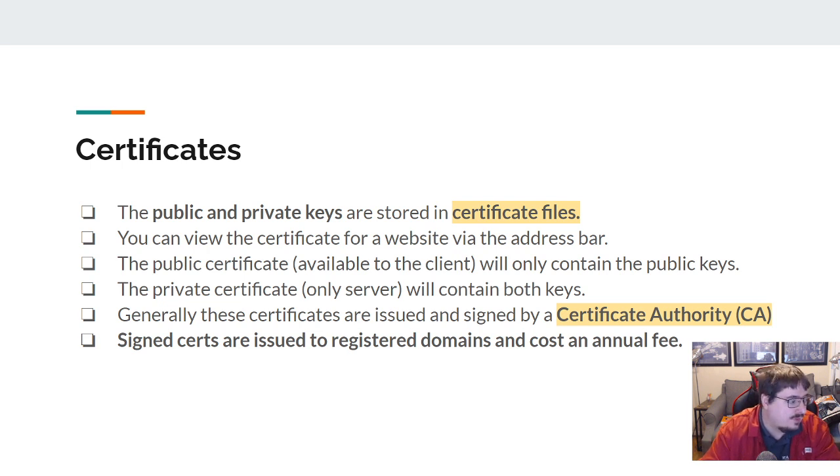So part of the way that encryption is implemented, that encryption uses public and private keys to do the encryption. We kind of talked about asymmetric encryption and how some of that works briefly. But those keys are stored in certificate files. You can view the certificate file for any website by clicking the address bar.